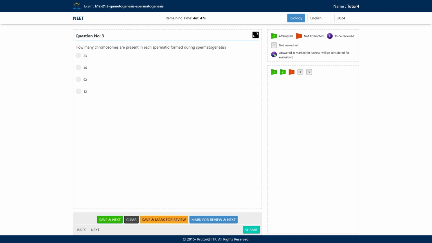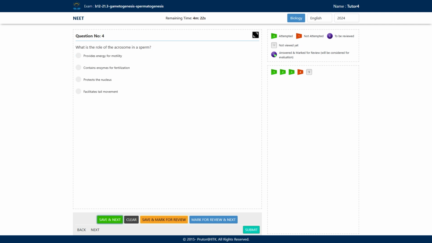The correct answer here will be option A, 23 chromosomes. So spermatids are haploid. The haploid cell in the case of humans consists of 23 chromosomes. They are produced by meiosis. Meiosis reduces the number of chromosomes to half. So diploid cells have 46 chromosomes, and the haploid cell will contain 23 chromosomes.